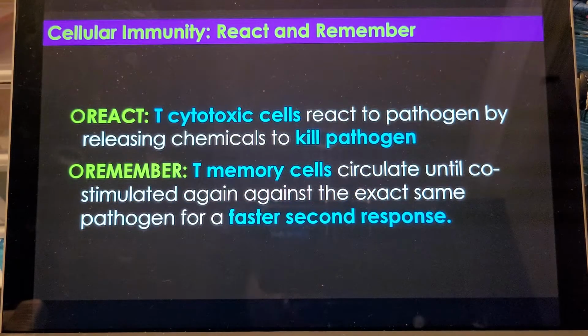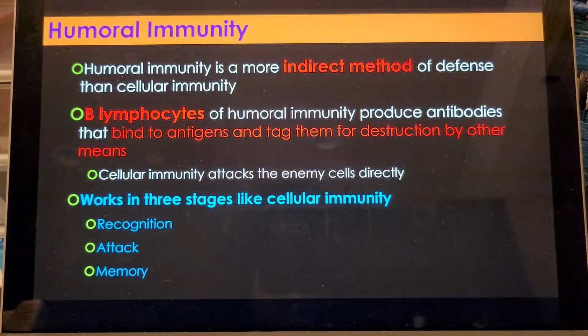Okay, our last 2 for our cellular immunity: react. So our cytotoxic T cells, those are the ones that are going to directly attack and kill the pathogen. And then lastly, remember, our memory cells. Those are the ones where, again, you already have your defense clone army against that specific pathogen, so it remembers the next time you're exposed to that pathogen.